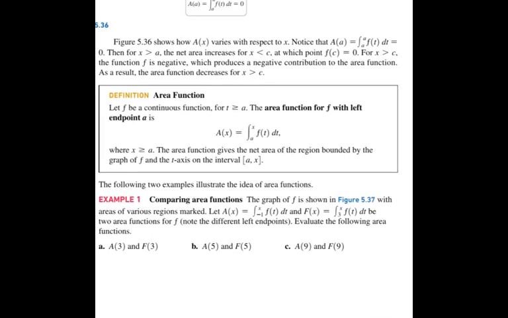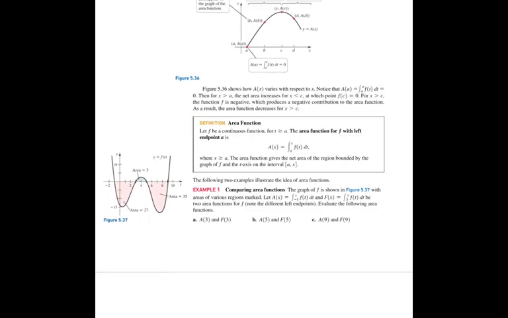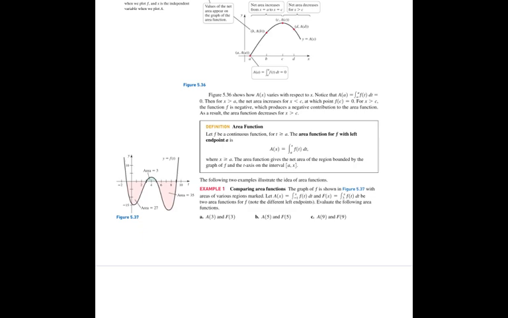So let's look at this definition of an area function. Let f be a continuous function where t is greater than or equal to a. The area function for f with the left endpoint a is given by this: the integral from this fixed point a to some variable x of f of t dt, where x is greater than or equal to a. The area function gives the net area of the region bound by the graph of f and the t-axis on the closed interval from a to x. Okay, so hopefully that makes sense.